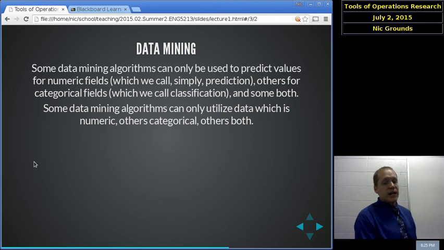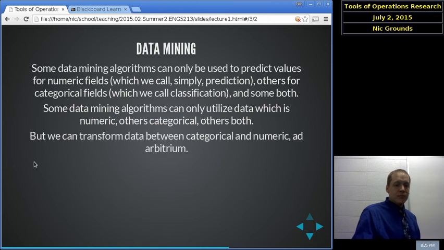And beyond that, some data mining algorithms can only use fields that have numeric data or fields that have categorical data. Okay, so this is where transformations are going to come into play. If you have a data mining algorithm that requires all fields be numeric, then you're going to have to transform any categorical fields into numeric fields first before you can apply the algorithm, or vice versa for some other algorithms. So, as we said before, we can transform back and forth.